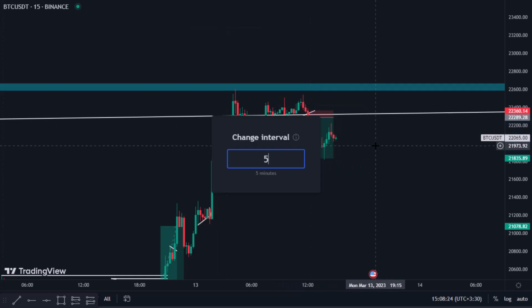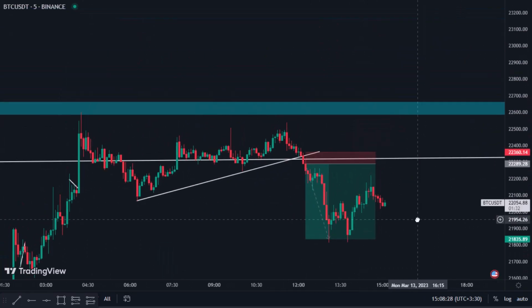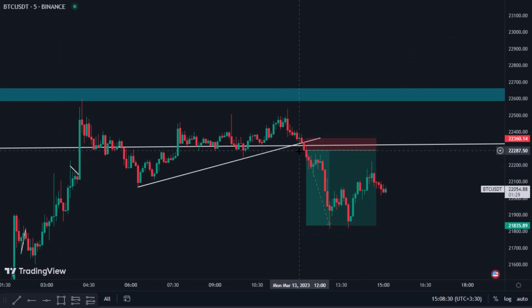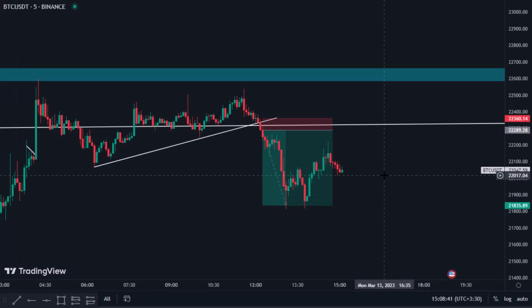In the lower time frames, like 5-minute time frame, let me show you. Yeah, we had the trend line broken here. We could enter a sell position, put our stop loss above the candle, and it gave us something around 6.5. Right now we don't have anything special.